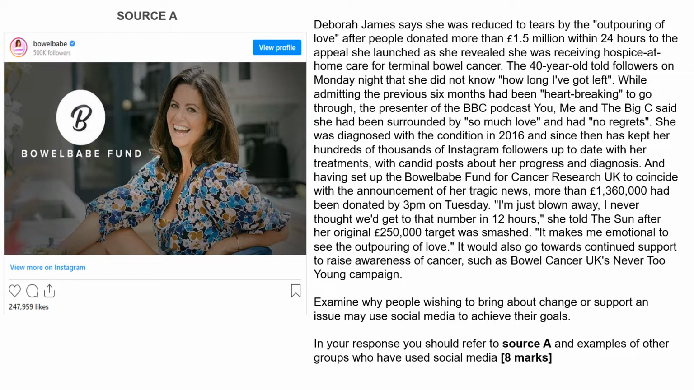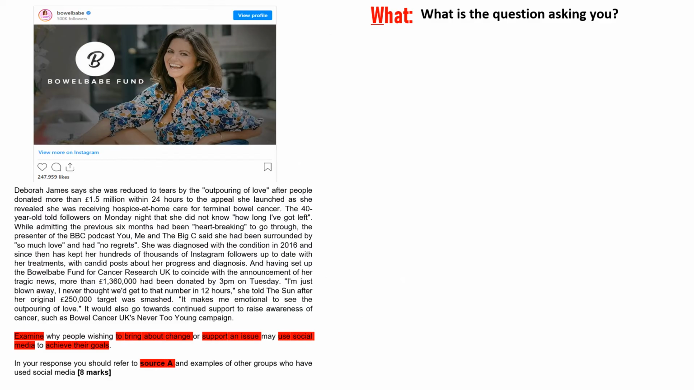So if we take this example of this question here, this is a question I've made up. It's not a real exam board question, but I've made it based on similar past questions where you've been asked about the use of social media or use of a celebrity to support a cause, a campaign. And I've taken a current event, which was Deborah James's Bow Babe Fund campaign. And I've taken a news article about what she achieved, and this is very similar to what you'd see in a real exam paper.